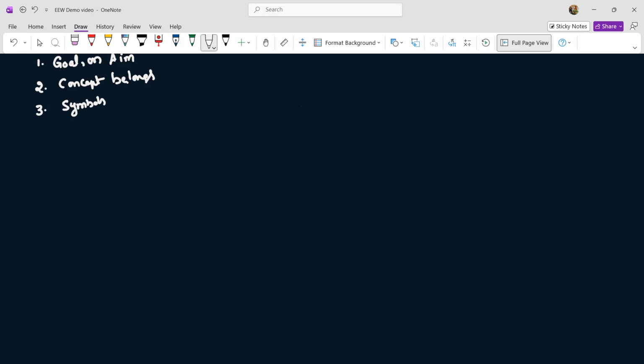So what are these symbols that we generally have in electrical engineering?